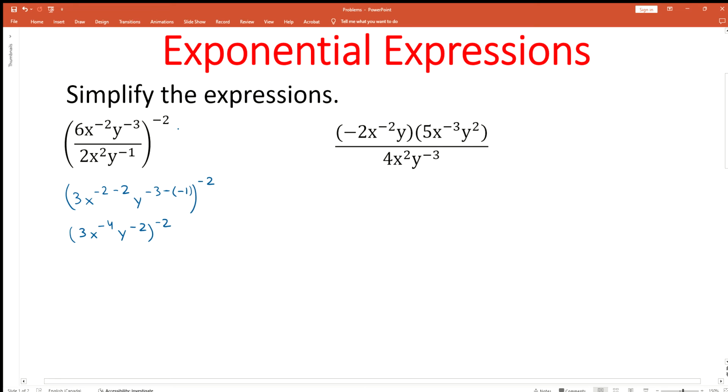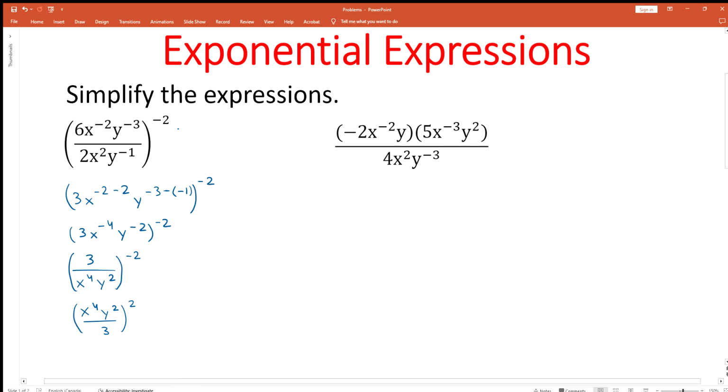Next, we should make the exponents on x and y positive by moving x and y terms to the denominator. This is a very important step we need to understand and memorize to solve this type of problem. Now we can make the outer exponent negative 2 positive. We can change it to positive 2 by flipping the fraction. This is another important step we need to understand and memorize.